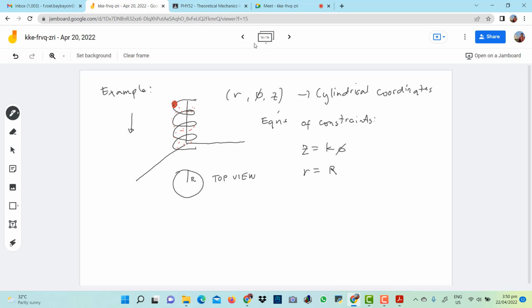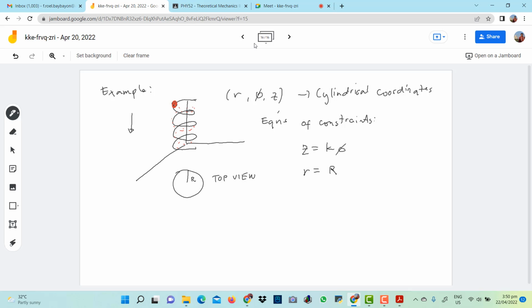So I have two equations of constraints. Therefore, it can be reduced. If I will not solve it using Lagrange multiplier, then your mass has only one generalized coordinate because of these two equations of constraints: z equals k phi, and r equals R.